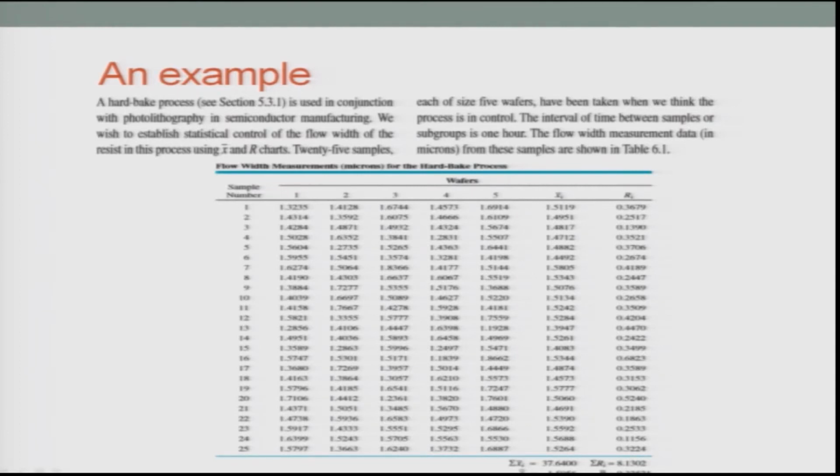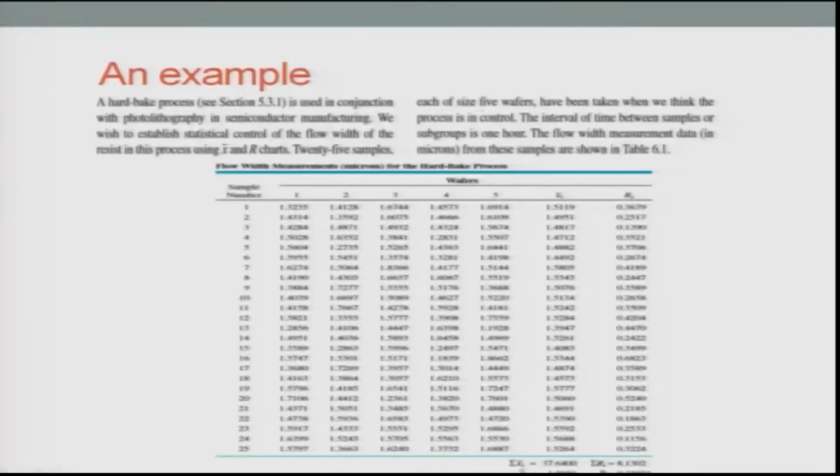Now, you will be asking what is the number of observations in each sample. That is given as 5. If you read where I am hovering my pen, it says that 25 samples, each of size 5, are taken. So, n is 5 and m is 25, taken when we think the process is in control. The interval of time between samples or subgroups is 1 hour. If you remember, I mentioned 9 o'clock, 10 o'clock, 11 o'clock and so on. So, the time difference between the sets of observations is 1 hour.